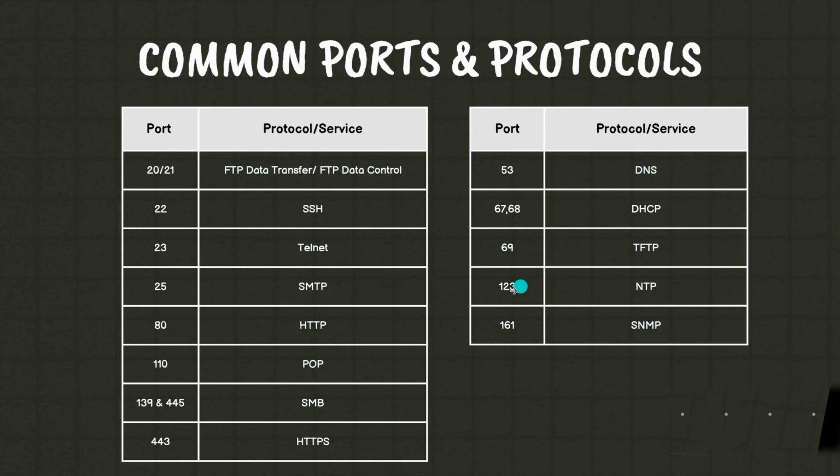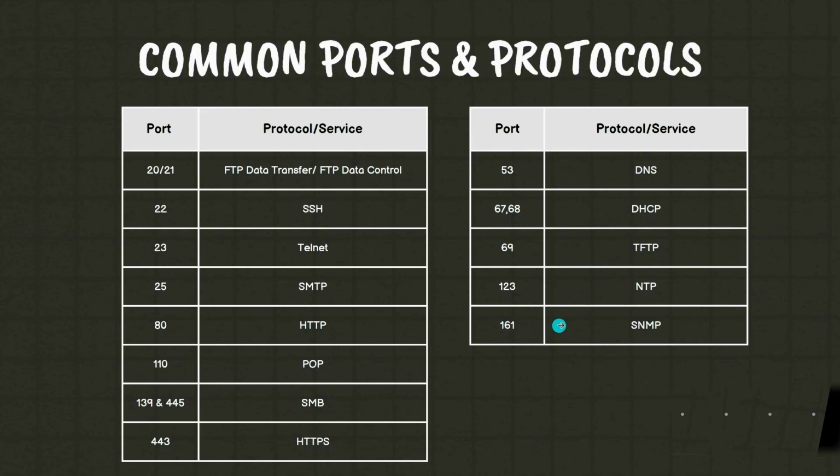Now we have port 123, which is used by the Network Time Protocol (NTP) for time synchronization between computers and devices on the internet. NTP ensures accurate timekeeping by synchronizing clocks to a common time source.